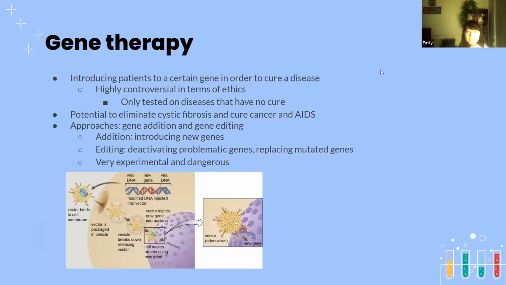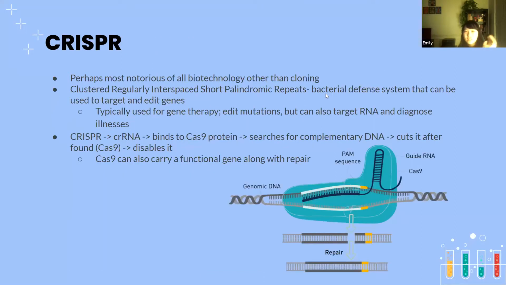Gene therapy. Gene therapy is just introducing a certain gene into patients to cure a disease, and it's highly controversial in terms of ethics because it's really dangerous. If you take a foreign gene and put it into your body, you don't know how your body is going to react. So it's only tested on diseases that have no cure, and it could possibly cure cancer, AIDS, and cystic fibrosis. CRISPR is most notorious, and it's basically just gene editing. Target mutations, cut genes, blah, blah, blah.